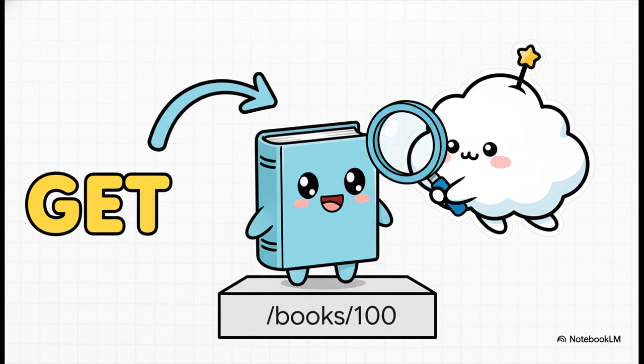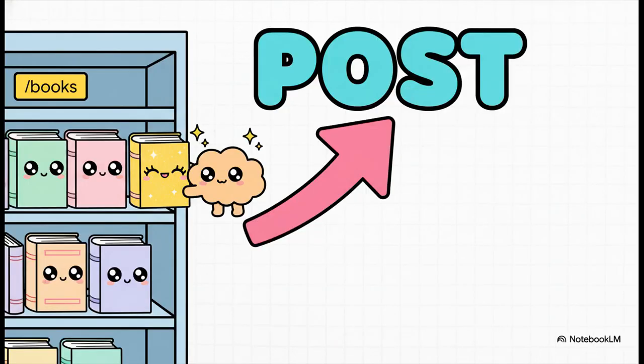Okay, so if you just want to see the book's information, you know, who wrote it, what it's about, you use the action word get. Simple enough, right? You just want to get the info to read it. But what if you wrote a brand new book and you want to add it to the library's collection? For that, you use post. You're creating something new that wasn't there before.